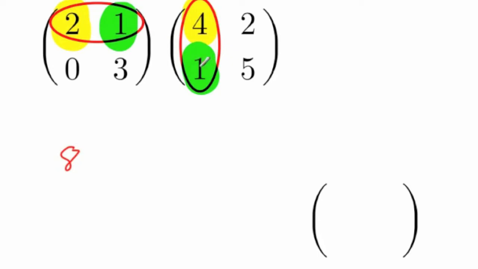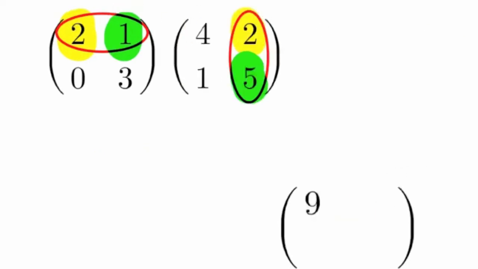We add them together, 8 plus 1 equals 9, and it goes in the first position, the top left. We move on to the first row times the second column, and that answer will go here. So 2 times 2 is 4, and 1 times 5 is 5, and we add those together to get 9. So 9 goes in the top right.